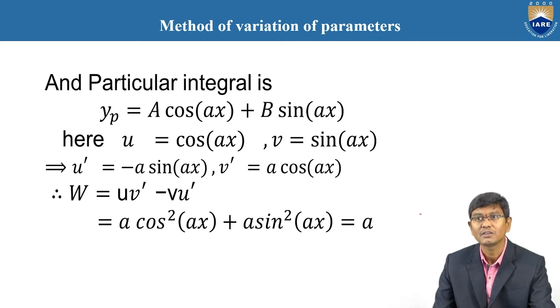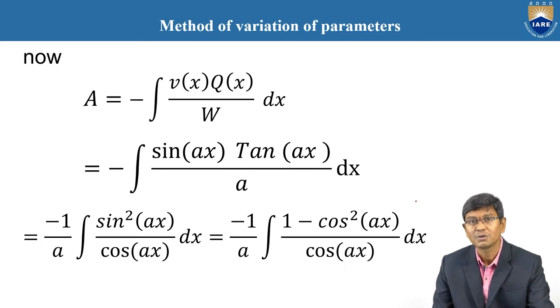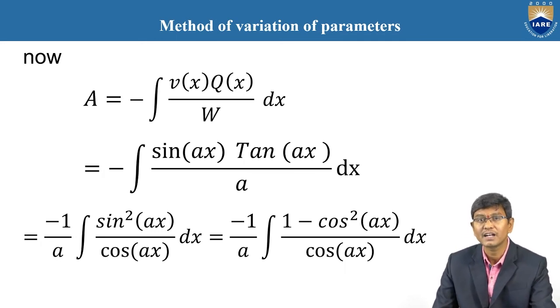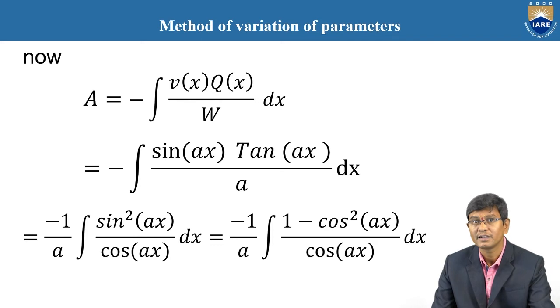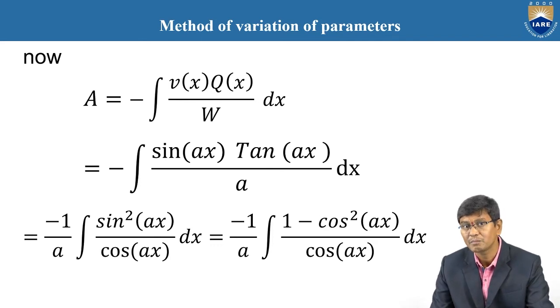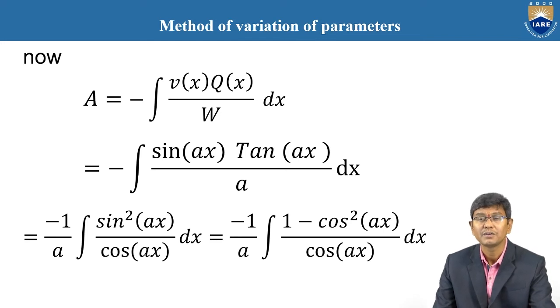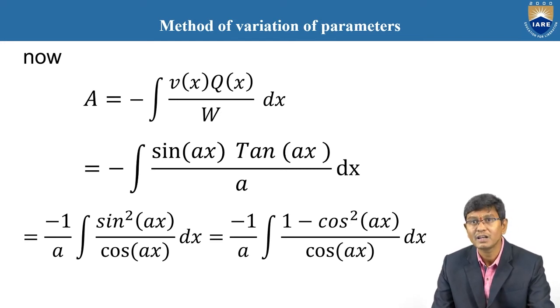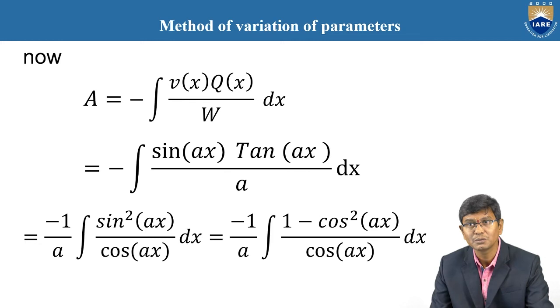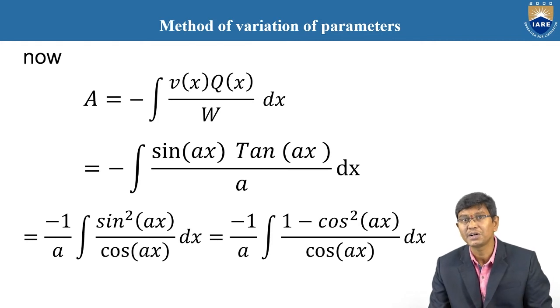Now we need to check the other problem, with the help of A. Finally, after getting the Wronskian, we need to replace it in A, which is equal to the negative of the integration of Vr by uv dash minus u dash v, that is the Wronskian. By using the Vr value and the W value, when we replace here, A is equal to the negative of the integral of sin x into tan x by a dx. And here minus 1 by a is a constant, you need to take it out common.